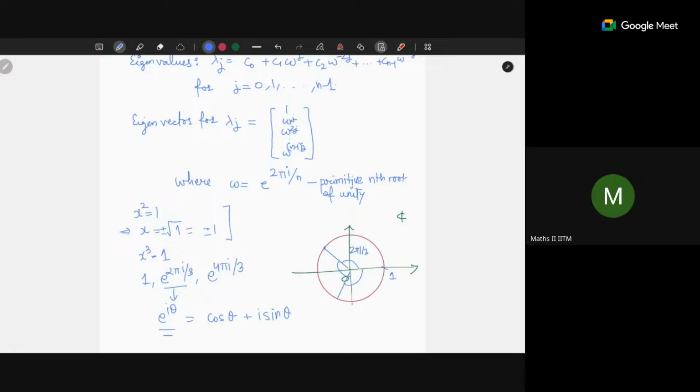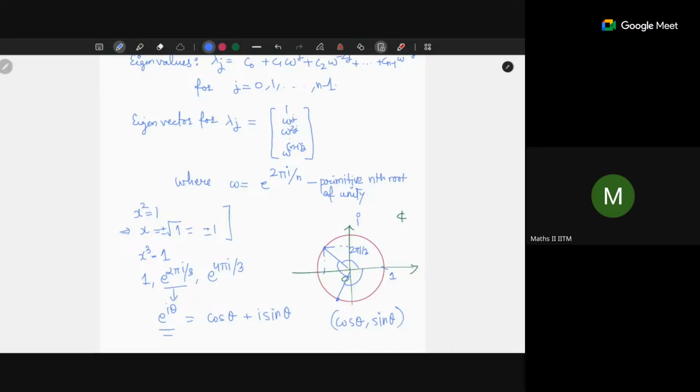So what are these points? If you calculate, this is the y-axis, this is the real axis. Where does it intersect? What is this point? Any point on this circle has coordinates cos theta, sin theta. Cos theta is the x-axis coordinate, and sin theta is the y coordinate.